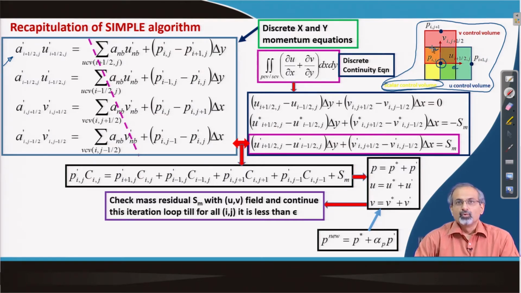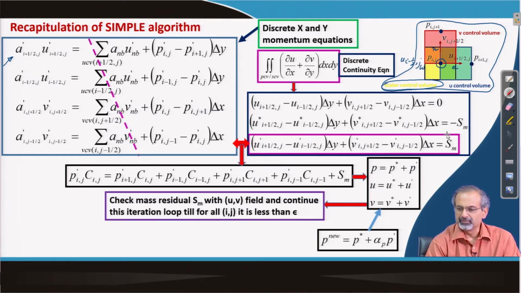So, we are trying to come up with a discrete form of the continuity equation, and for that we need to write expressions for the velocities on all the four faces of the scalar control volume. You will find that on the east face you have U i plus half j, on the west face you have U i minus half j, on the north face you have V i j plus half, and on the south face you have V i j minus half.